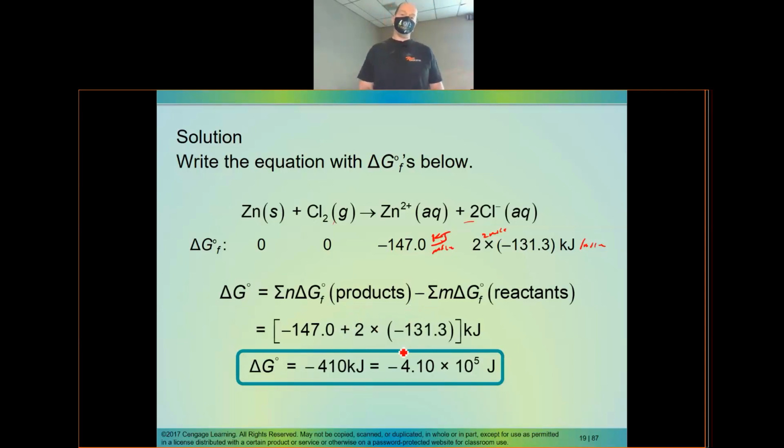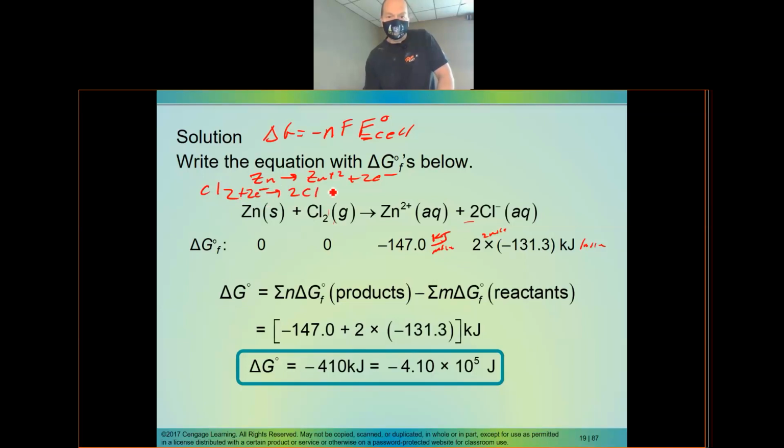All right, if you want to put that into joules, which you're going to have to in order to find the voltage from this, because what we're going to stick it into the equation is the delta G is equal to negative nFE naught cell. So what we're doing here is we're finding the delta G. All right, in order to get our moles of electrons, we have to see that zinc is going to zinc plus 2 plus 2 electrons. We also see that Cl2 plus 2 electrons is going to 2 Cl minus. And so our moles of electrons that cancel out are 2 moles of electrons.